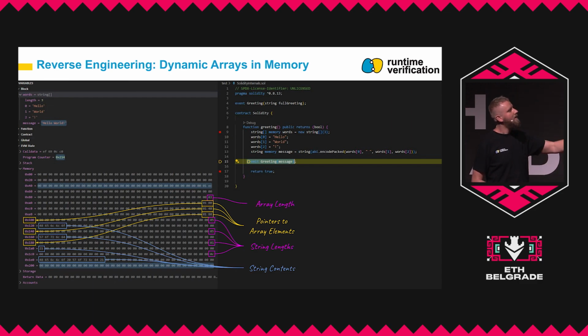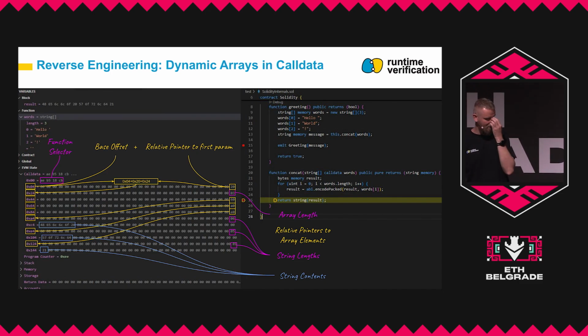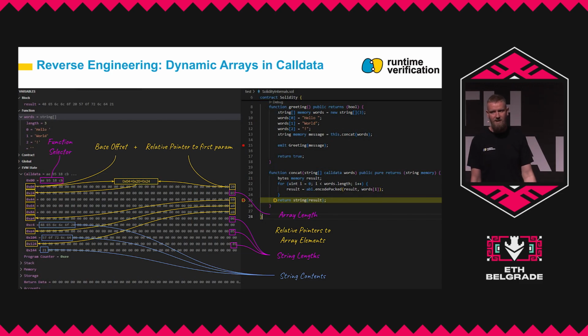But the thing is, pointers in memory are always absolute. Pointers in call data are always relative to the base address. I don't know why they did it, but that's how it is. And unfortunately, this cannot be changed because ABI encoding is actually something that is standardized and used in production.